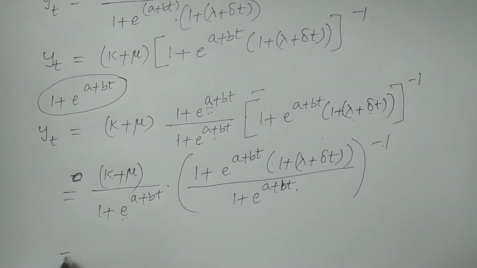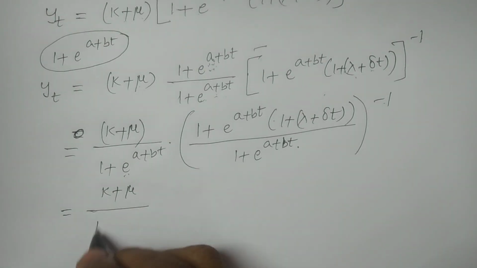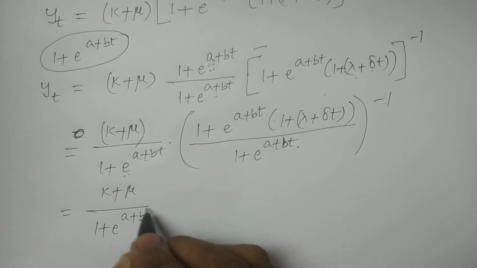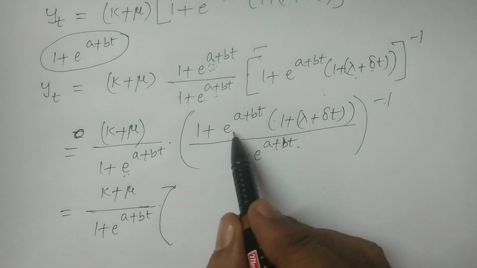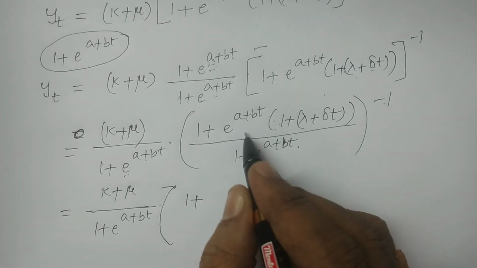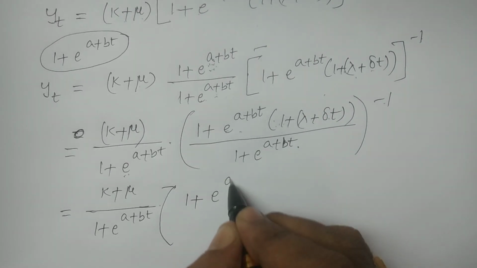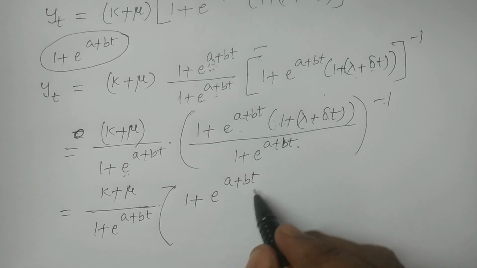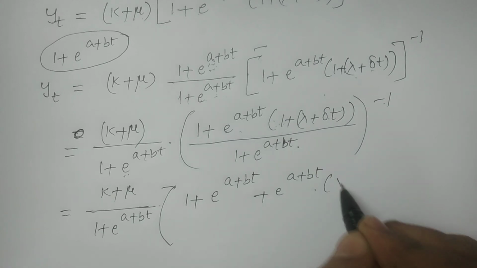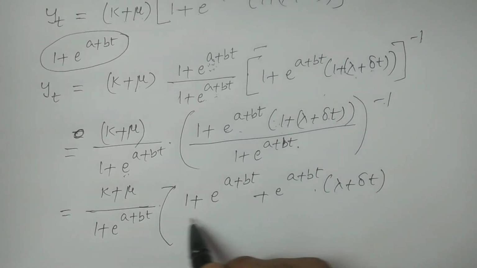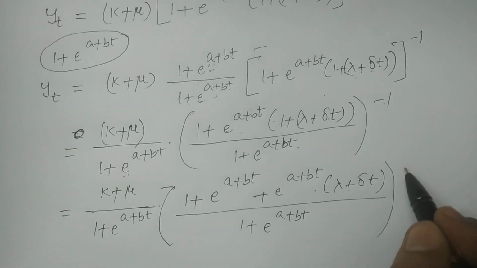Now, what I am doing: (k plus mu) divided by (1 plus e power a plus bt), multiplied by this particular term that I am writing here. I multiply this value e power a plus bt with 1 and lambda plus delta t. 1 into e power a plus bt is e power a plus bt, plus e power a plus bt into (lambda plus delta t). Now divided by (1 plus e power a plus bt), whole power minus 1.